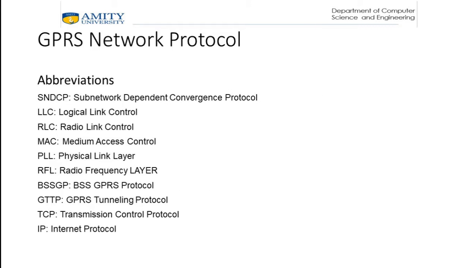The abbreviations that are used in the diagram of the network protocol or in the details of the network protocol are SNDCP for subnetwork dependent convergence protocol, LLC logical link control, RLC radio link control, MAC medium access control, PLL physical link layer, RFL radio frequency layer, BSS-GP BSS GPRS protocol, GTP is the GPRS tunneling protocol, TCP is transmission control protocol, and IP is the internet protocol.